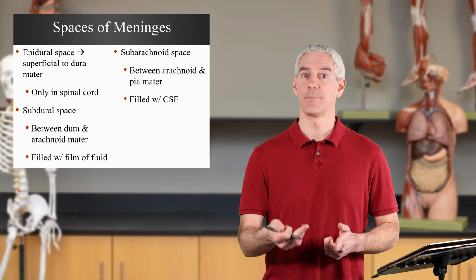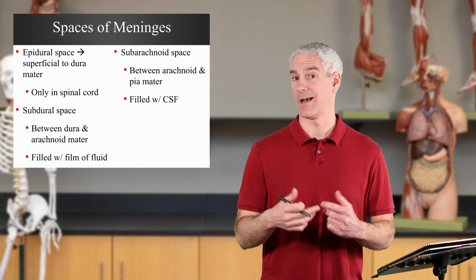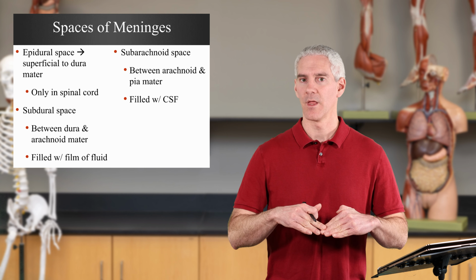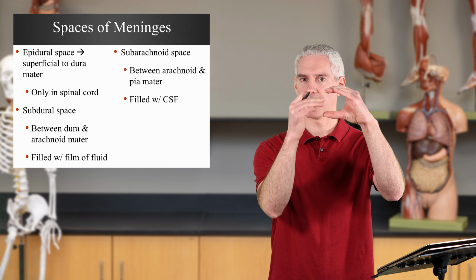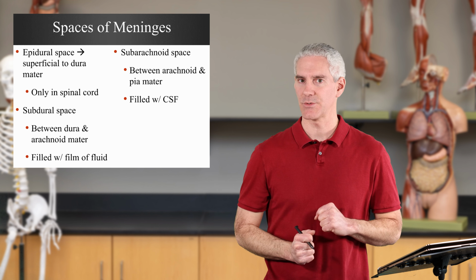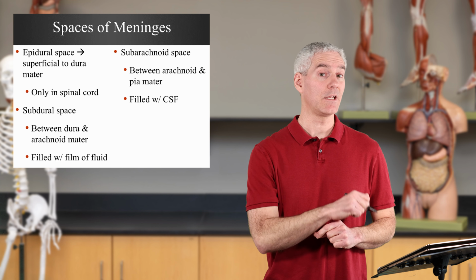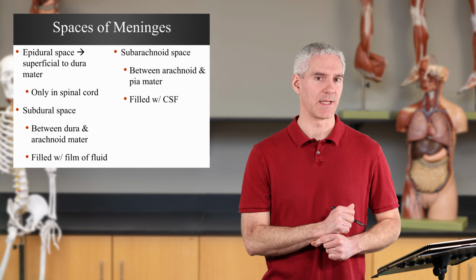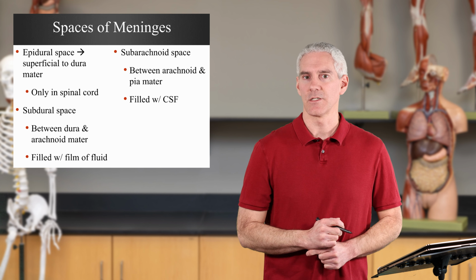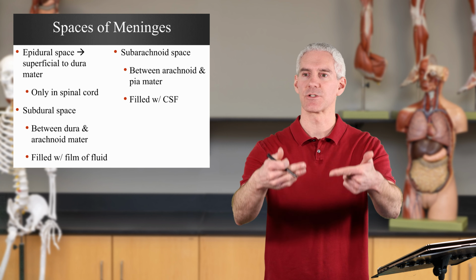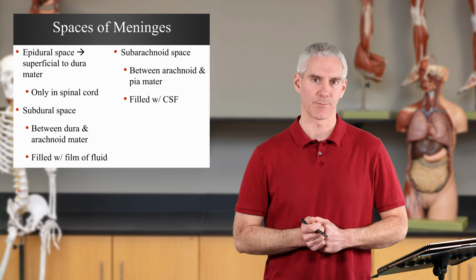And then we have the subarachnoid space. Again, sub, below. So subarachnoid goes from the arachnoid and the pia mater, that's the subarachnoid space in between the two. Now here though, this subarachnoid space is filled with cerebral spinal fluid. So this is where the cerebral spinal fluid is circulating around the outside of the brain.